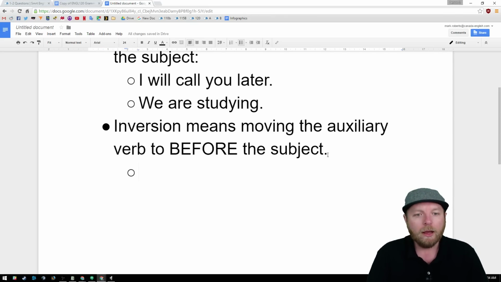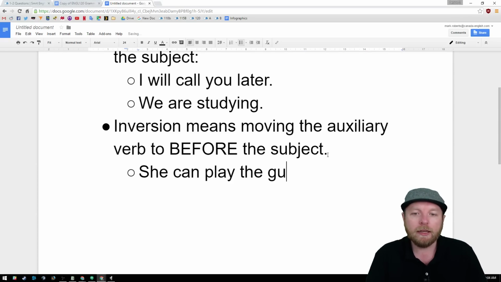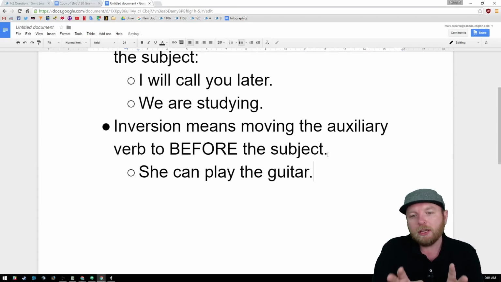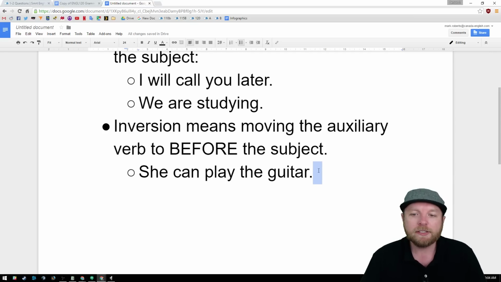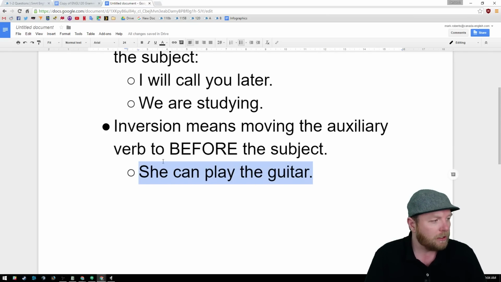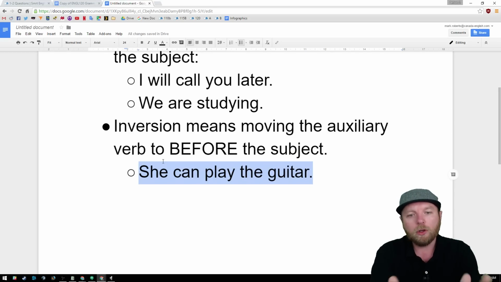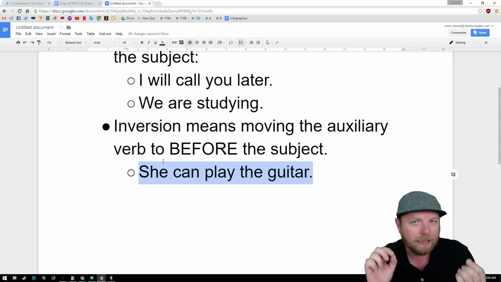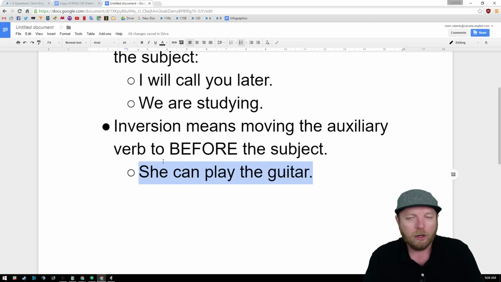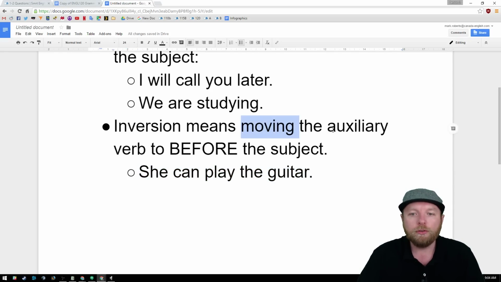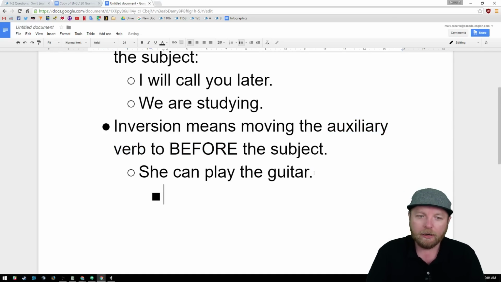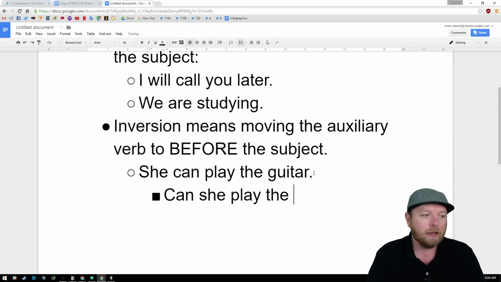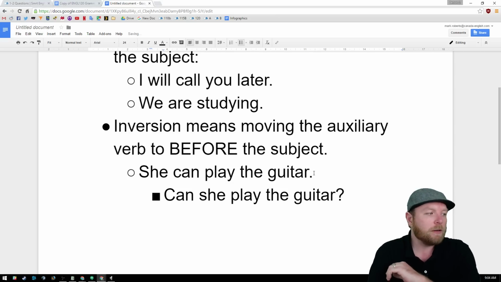She can play the guitar. What's the auxiliary verb? Can. Does this sentence use inversion? No. This is a normal English sentence. But when we make questions, we use inversion. So, inversion means move can to before the subject, right? So, can she play the guitar?